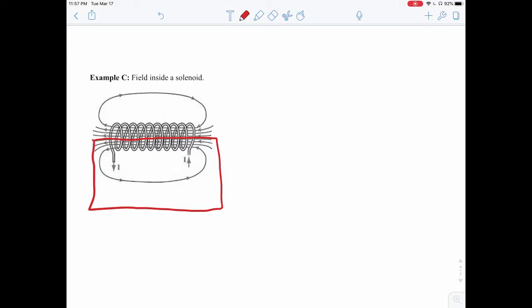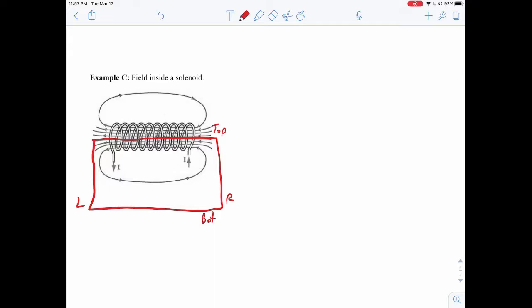And it's going to go through the center of the solenoid like that. And now it's going to have four sides. This is going to kind of be like Gauss's law when we had the cylinder. So we have the top side, the right side, the left side, and the bottom side.